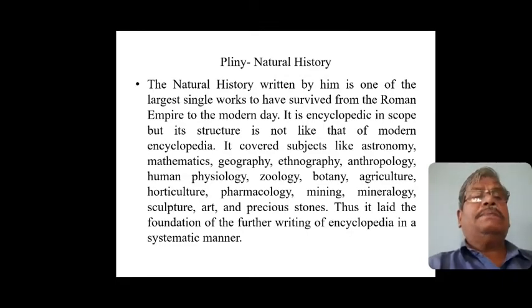The next scholar is Pliny, who wrote a book called Natural History. It is the largest single work to have survived from the Roman Empire to the modern day. It is encyclopedic in scope, but its structure is not like that of a modern encyclopedia. It means it covered many subjects.